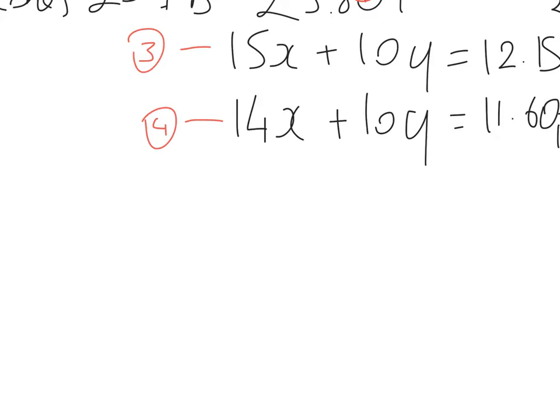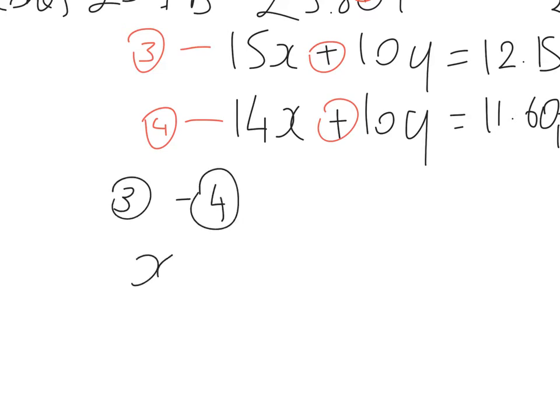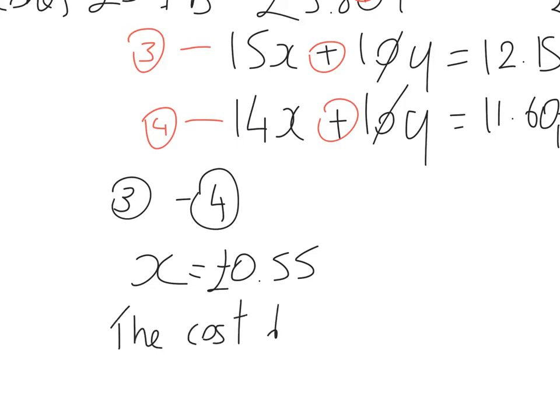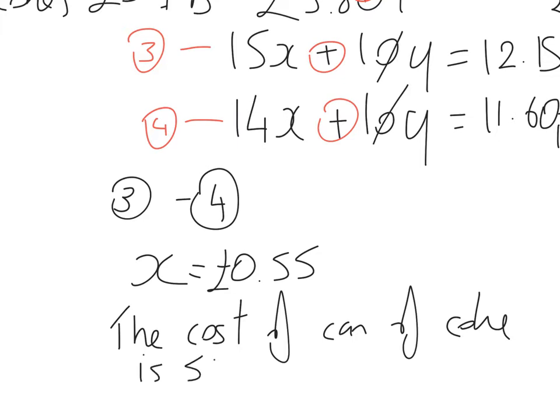Okay, signs are the same, so I'm going to subtract: equation 3 minus equation 4. 15x take away 14x is x, these two cancel, and £12.15 take away £11.60, just be really careful, that's £0.55. At that point, just be careful that you pick up all marks. You were asked a question, so answer it with a sentence. The cost of a can of Coke is 55 pence. You wouldn't say £0.55 there, you would say 55 pence.